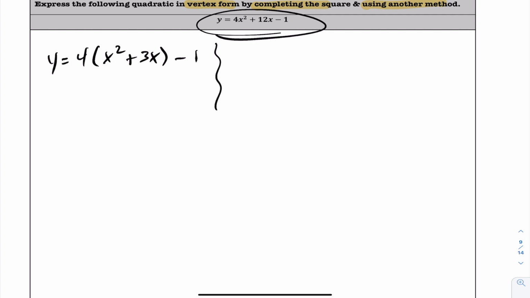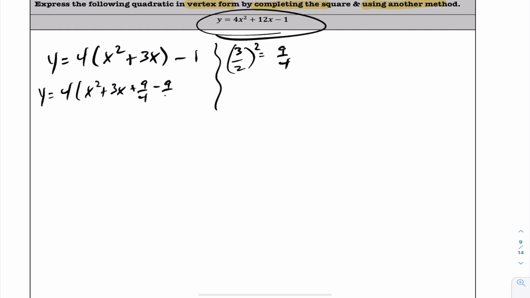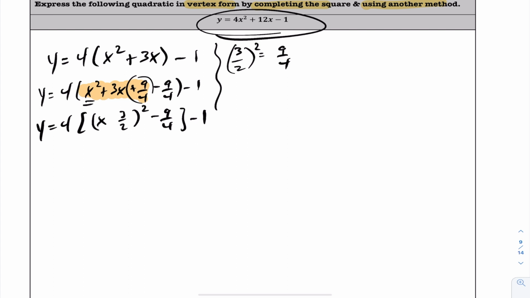Identify your b value. My b value here is 3. I divide it by 2 and square it, which gives me 9 over 4. So that's the number I'm going to add and subtract. x squared plus 3x plus 9 over 4 minus 9 over 4 minus 1. The first three terms will factor. So this becomes y equals 4, and that becomes squared. Put our minus 9 over 4 down. The square root of x squared is x. The square root of 9 over 4 is just going to be 3 over 2. And you copy that sign down, in this case a positive.